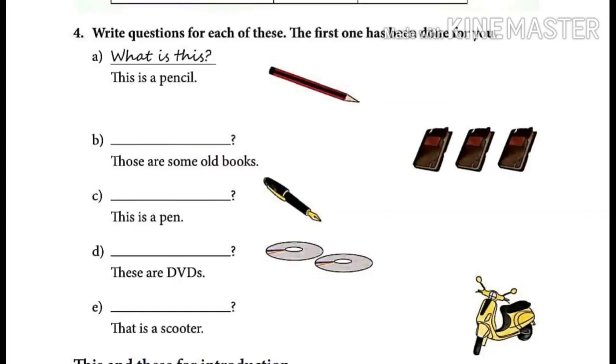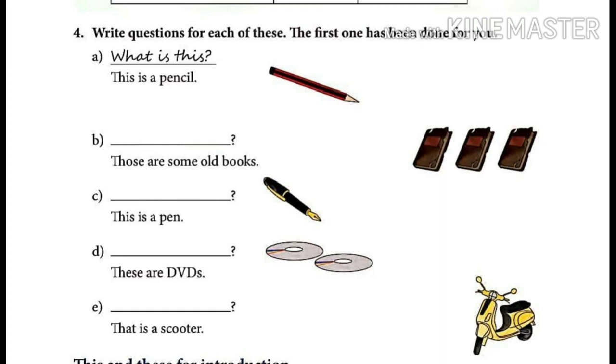Let's start with question number 4. Read the question carefully. Write questions for each of these. The first one has been done for you. You have to frame a question. Answers have already been given. You have to frame questions for them. Like first one has been done. Answer is, this is a pencil. And question is, what is this?